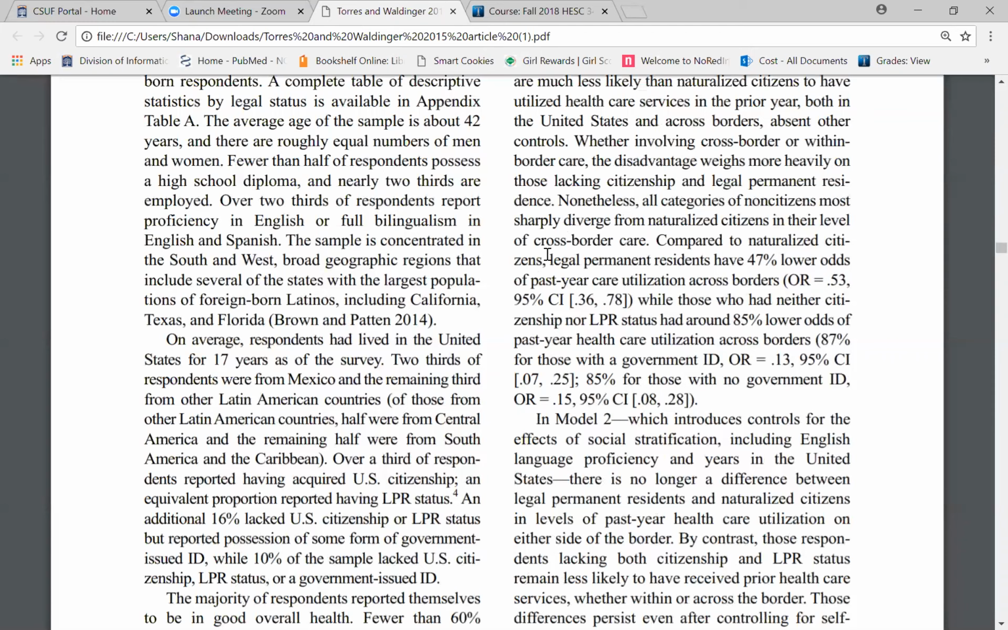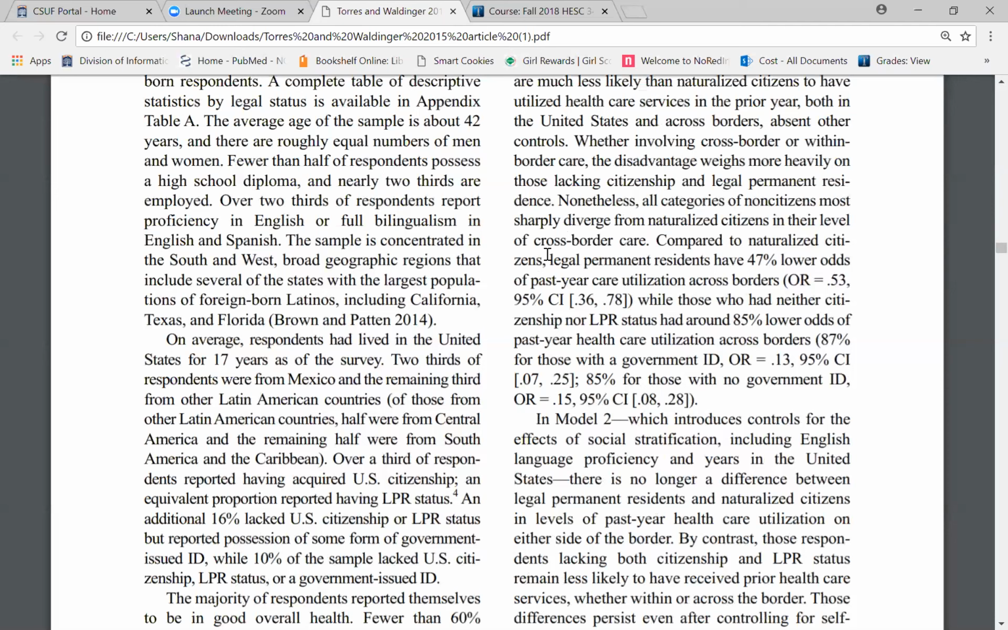So that means if you think about naturalized citizens' use of healthcare as 1, then legal permanent residents would be 0.53. Now the actual number might not be 1 and 0.53. It might be 2 and 1.06, and that would be the same odds when you standardize it to 1 and 0.53. It's really more of a ratio comparison. It's like equivalent fractions, like 1/2 is the same as 2/4. That's what we're talking about with odds ratios.